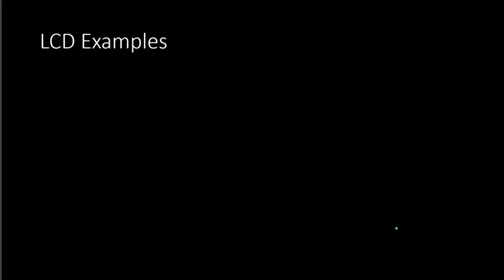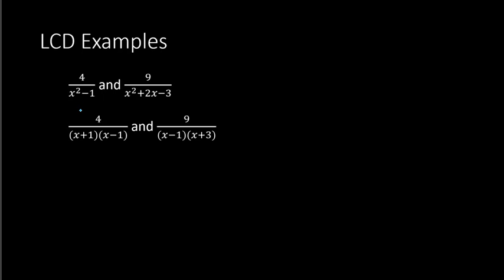All right, so what does this look like? Well, let's say we had 4 over x squared minus 1 and 9 over x squared plus 2x minus 3. So the first fraction we can factor to get x minus 1 times x plus 1. And the second fraction we can factor to get x minus 1 times x plus 3. All right, so you look at both denominators and you see what factors we have represented. So we have x plus 1s, we have x minus 1s, and we have x plus 3s.